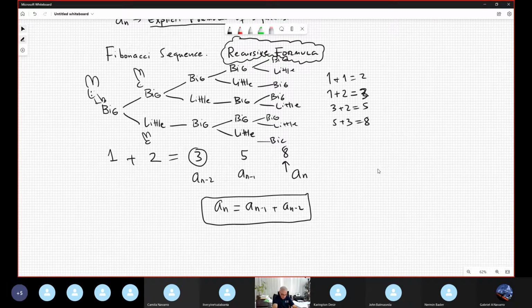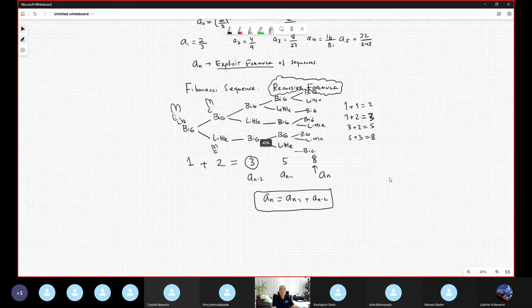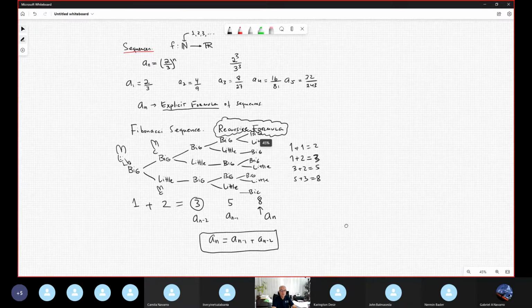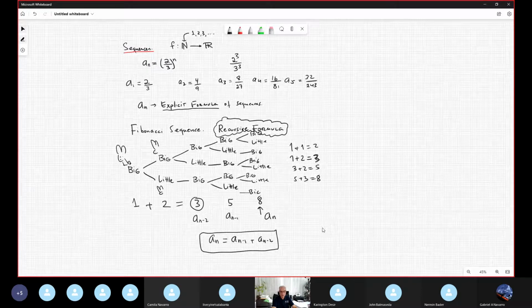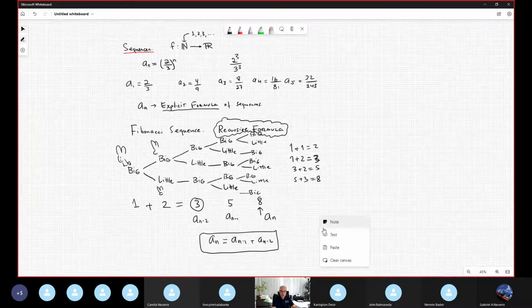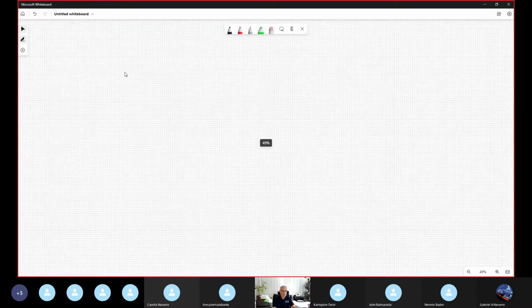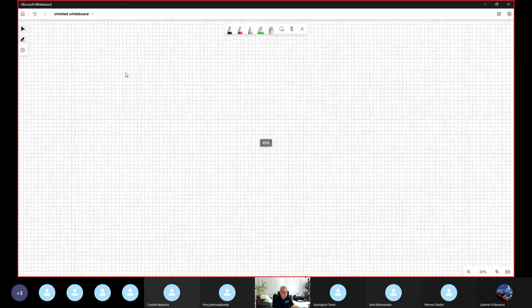Do you understand the idea behind the recursive formula? It's just an example. Clear or confused? Guys, are you there? It's clear. Okay. So now let's move on to the summation notation.